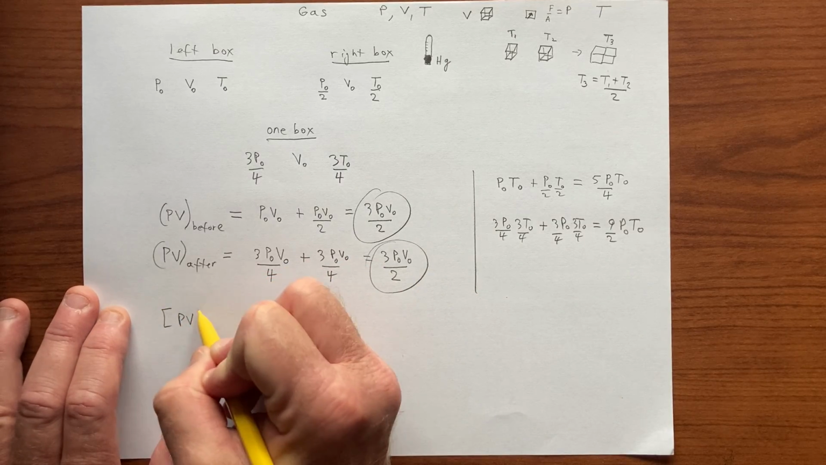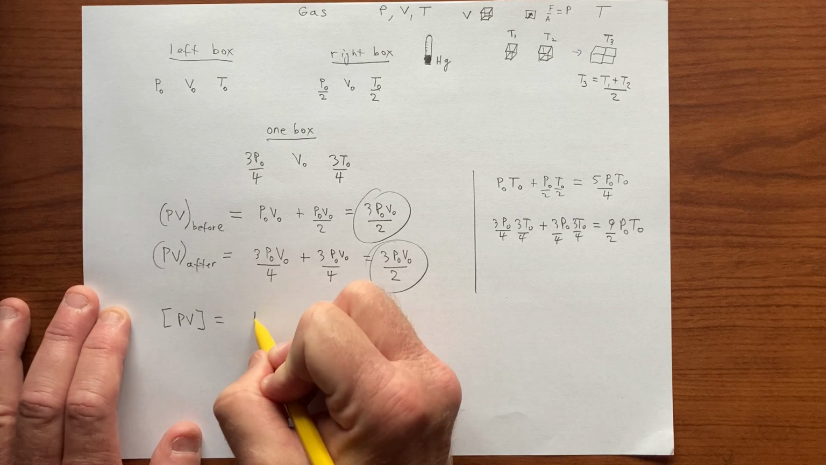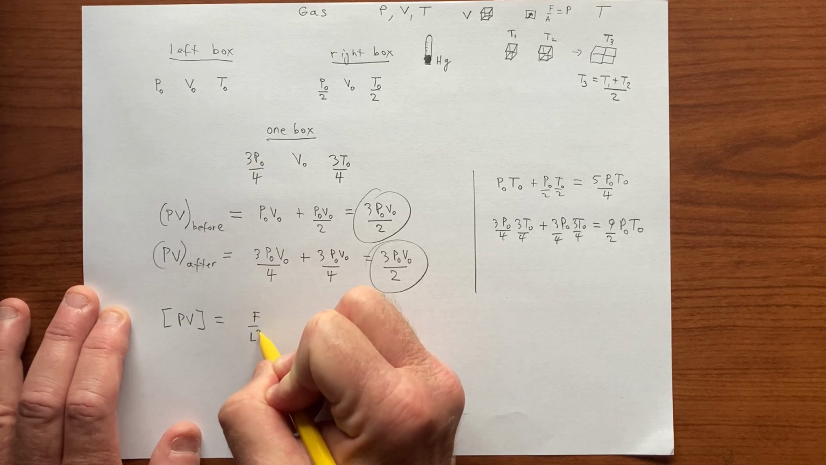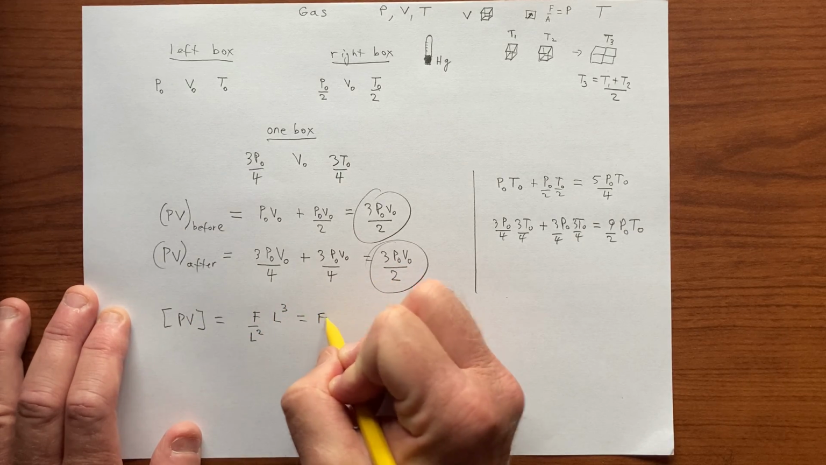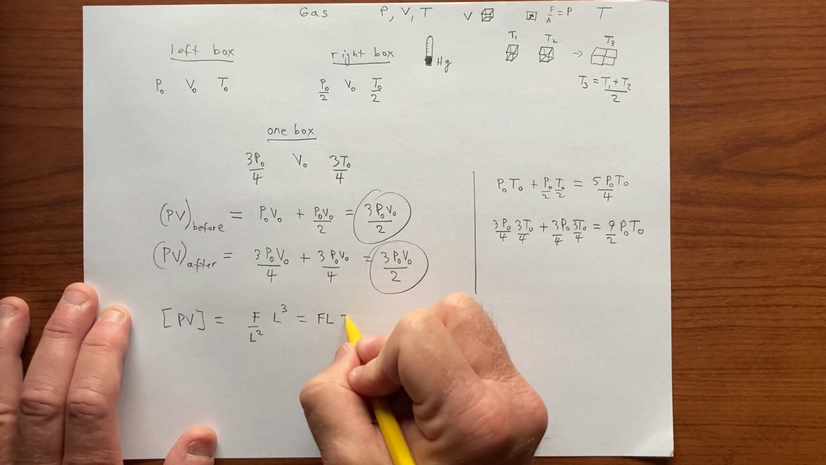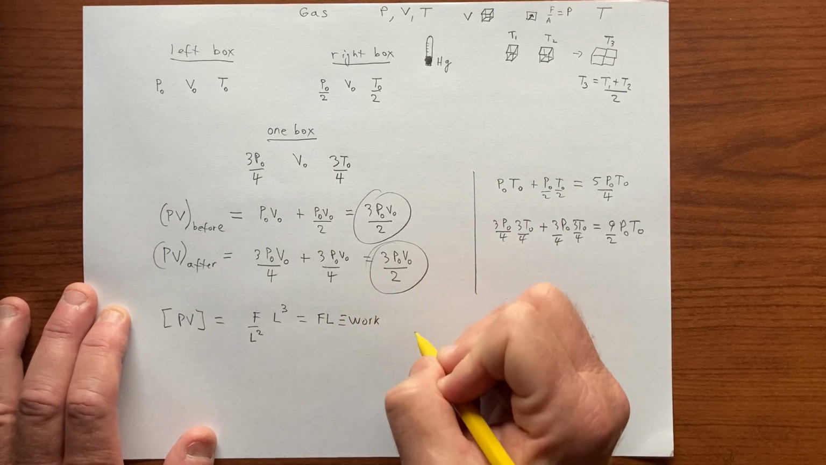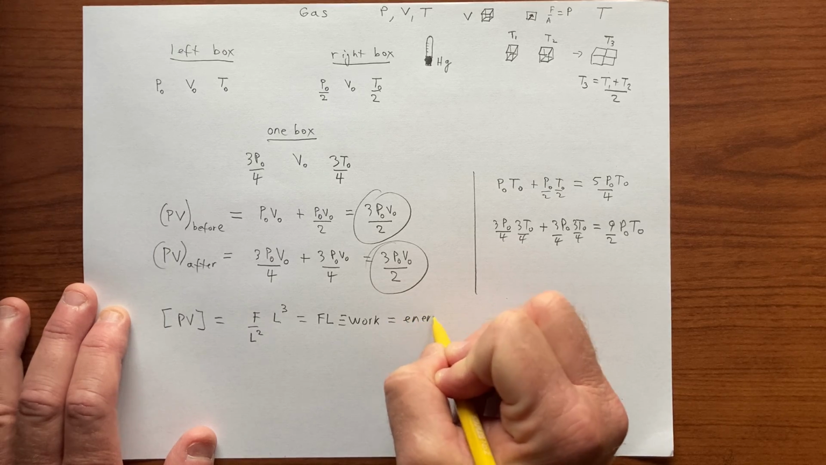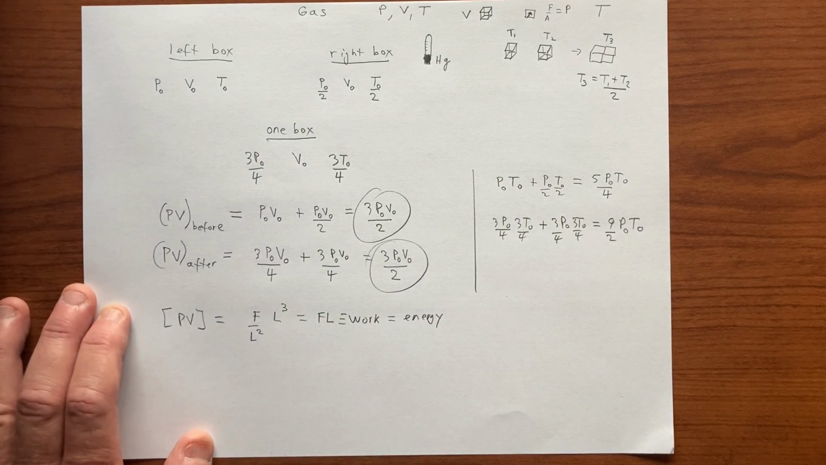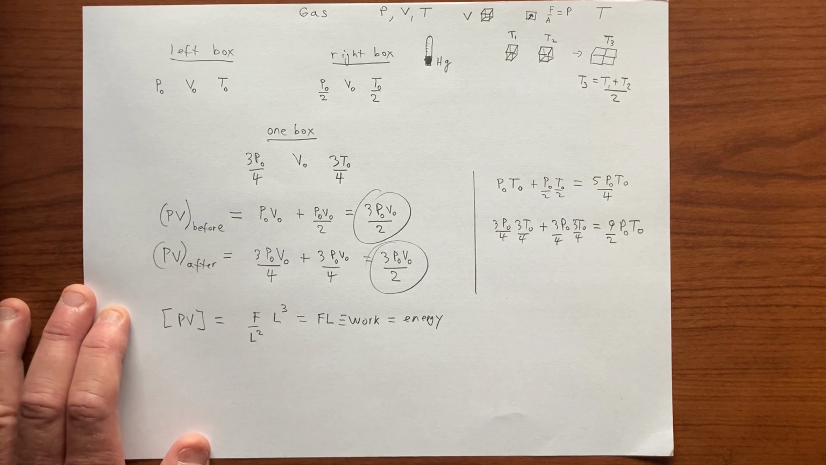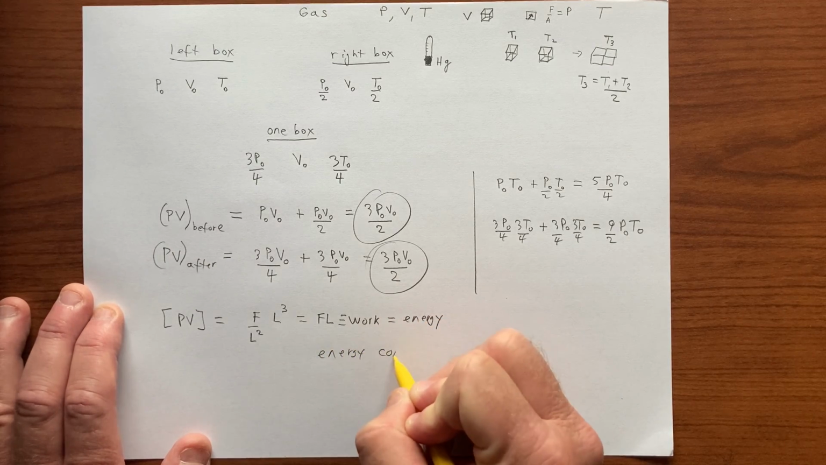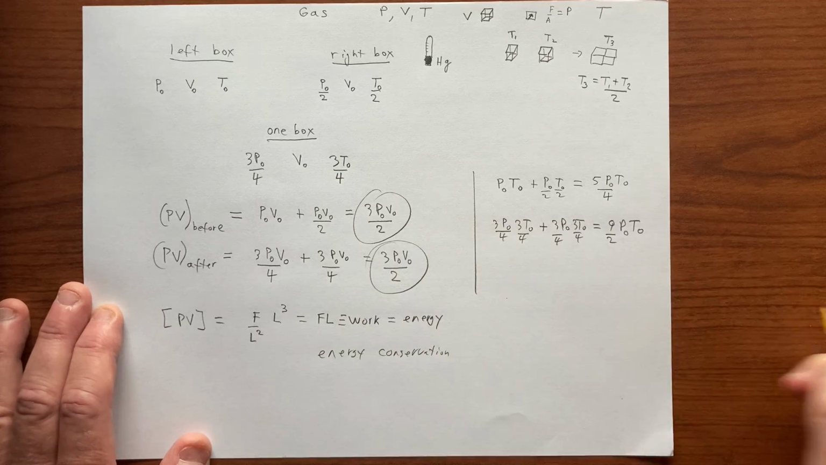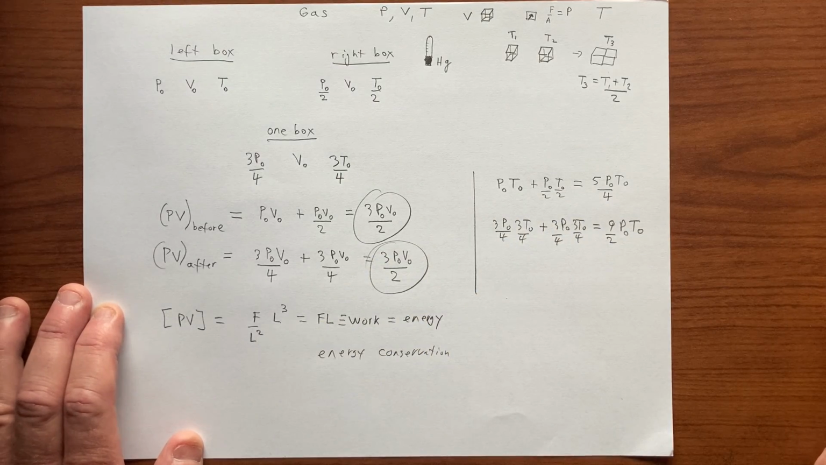So dimensionally, pressure is force per unit area, so that's force over length squared, times volume, that's length cubed. That's force times length, or force times distance. That's actually the definition of work. And therefore, we're talking about, of course, energy, because work is energy. Work equals delta K, as we know. So we have energy conservation. And so we can say that energy was exchanged between the boxes such that none of the energy was lost.